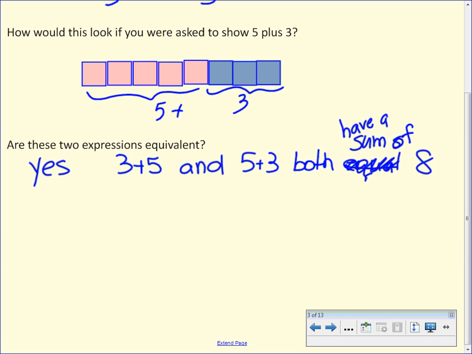What is that called? 3 plus 5, 5 plus 3. We did properties last week. What is that called, everybody? Commutative property of addition. That's right. Order doesn't matter for addition.